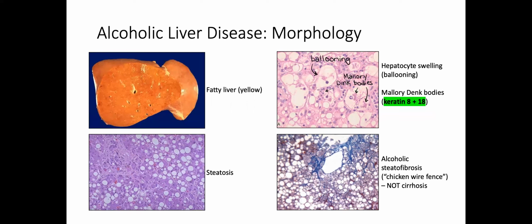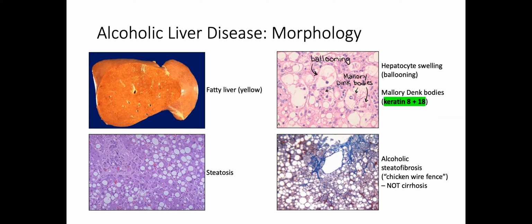And then there's going to be hepatocyte swelling, and we're going to have these Mallory-Denk bodies as well. So we see this ballooning shown right here, and then these Mallory-Denk bodies shown in here, these pink bodies, and they've got keratin 8 and 18 that are going to be positive. So the 8s with Mallory-Denk in alcoholic liver disease.